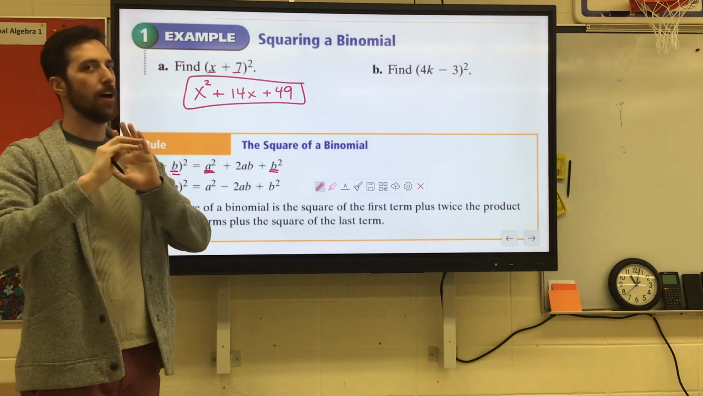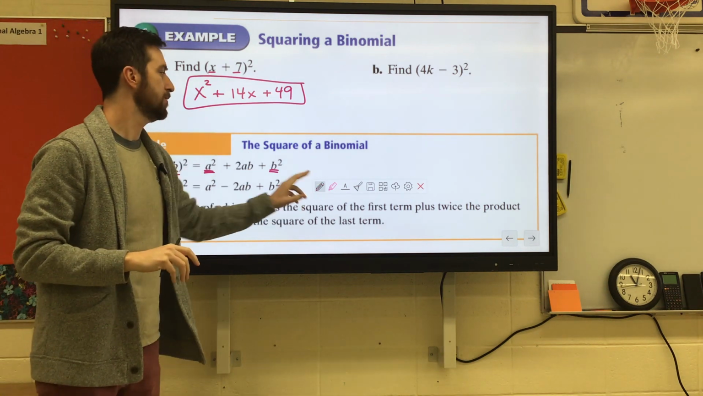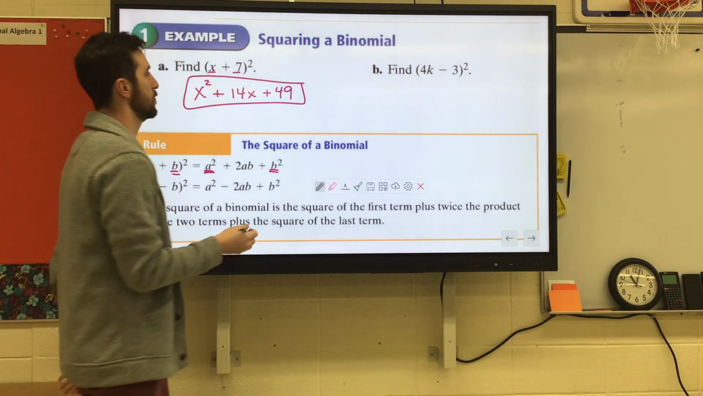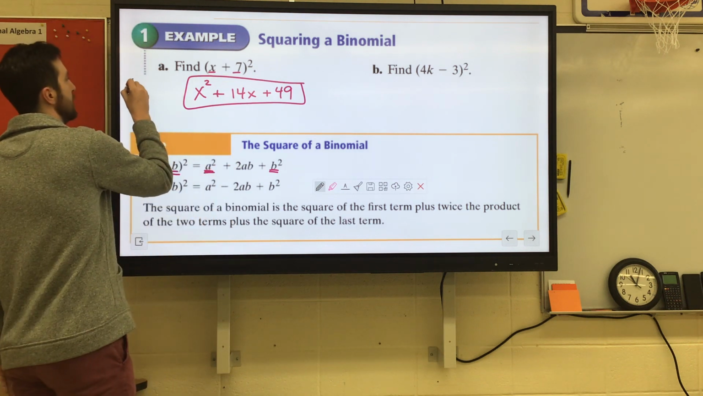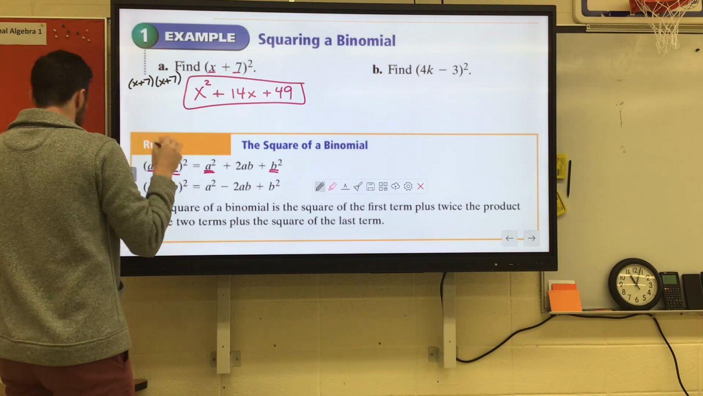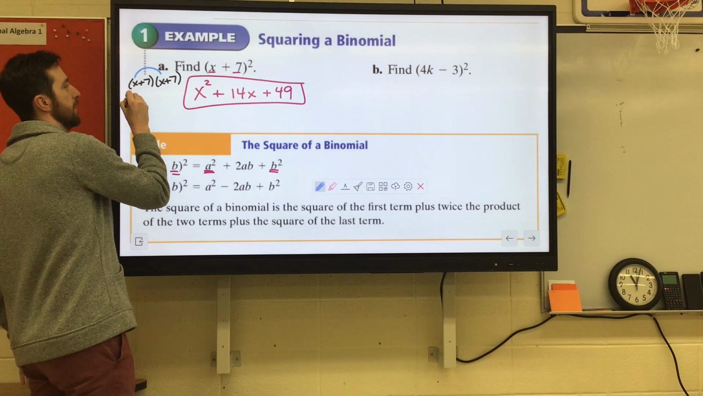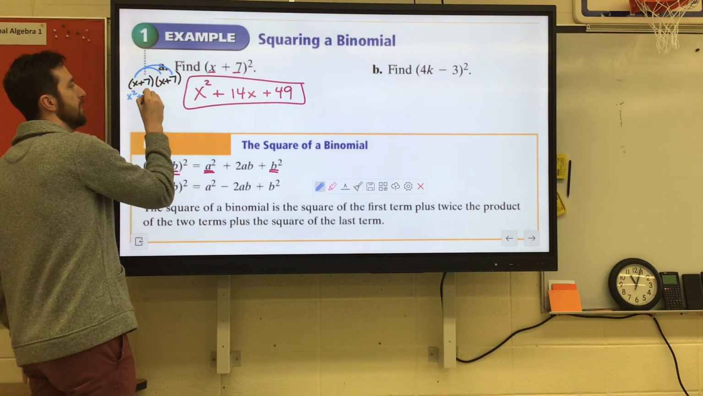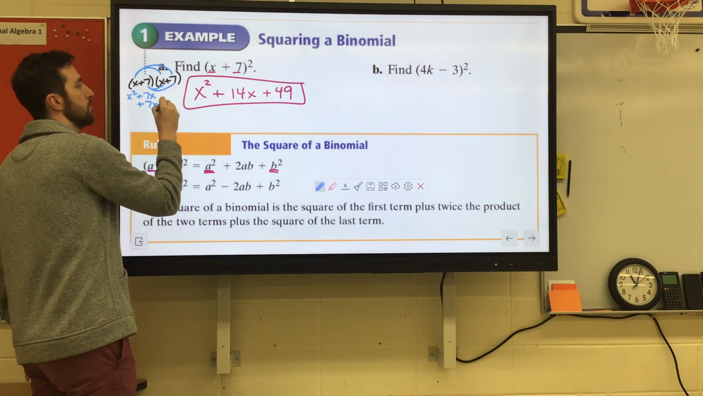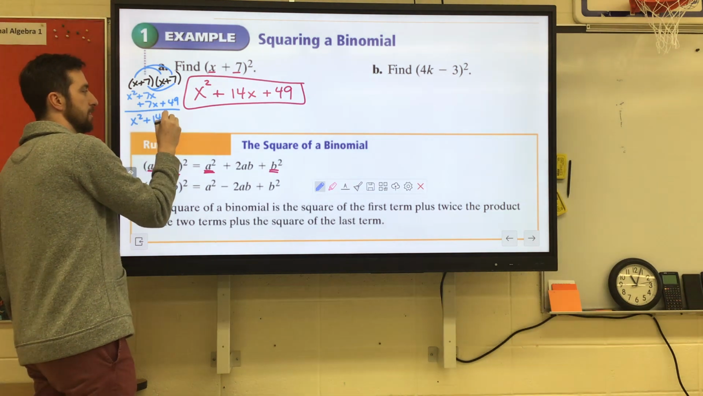Okay. All right. Here's what I think you're better off doing. When you see something squared, that means times itself. So I would have you write x plus 7 squared as x plus 7 times x plus 7, and then just FOIL it out like we've been doing. X times x is x squared, x times 7 is 7x, 7 times x is 7x, and 7 times 7 is 49, which still gives you x squared plus 14x plus 49.